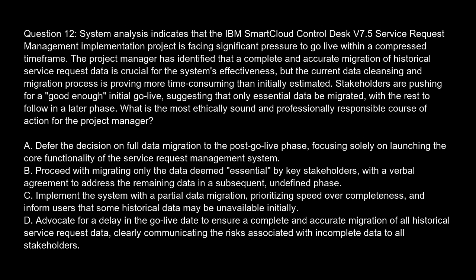Option C. Implement the system with a partial data migration, prioritizing speed over completeness, and inform users that some historical data may be unavailable initially. Option D. Advocate for a delay in the go-live date to ensure a complete and accurate migration of all historical service request data, clearly communicating the risks associated with incomplete data to all stakeholders.